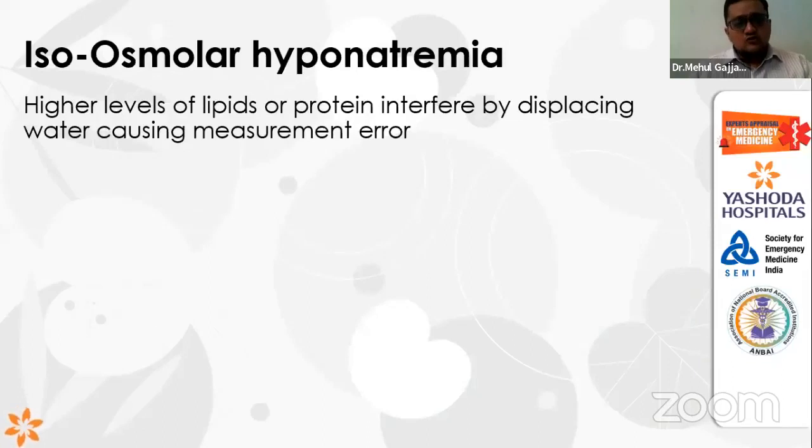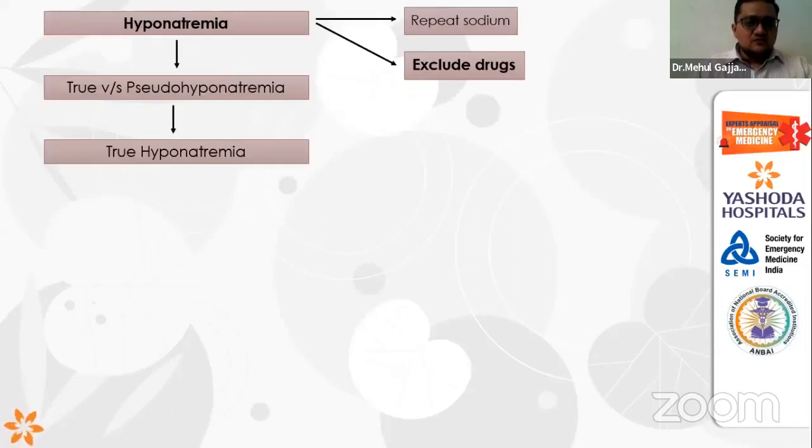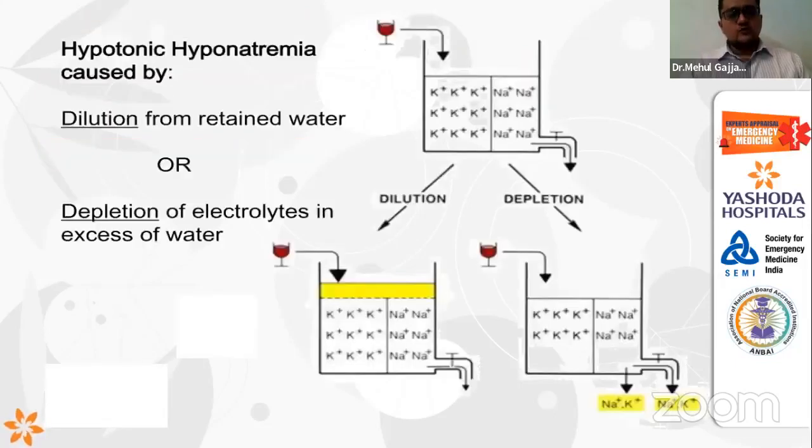Second is isoosmolar hyponatremia. A higher level of lipids and protein can interfere by displacing water and causing a measurement error. So always rule out isoosmolar hyponatremia also. Once we have ruled out pseudo hyponatremia, then it is called true hyponatremia or hypotonic hyponatremia. Now, once there is a true hyponatremia, you have to look out for the causes of hyponatremia.